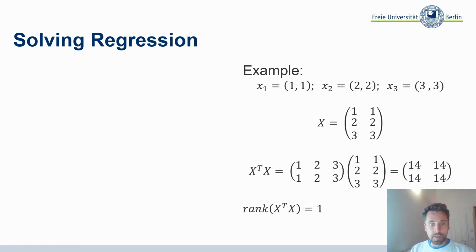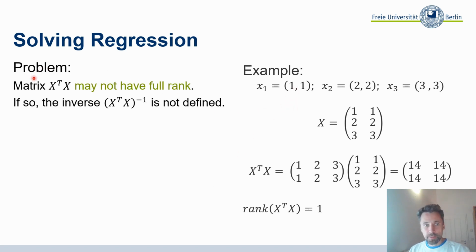So this may not work in practice because the matrix x transpose x may not have full rank. So Luis has written down a short example. Consider these three x's and the corresponding data matrix capital X. Now x transpose x will be this constant matrix, and obviously it has rank 1, so we are having a hard time inverting it.